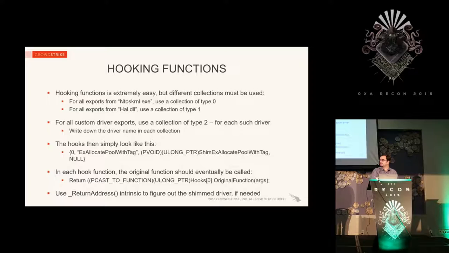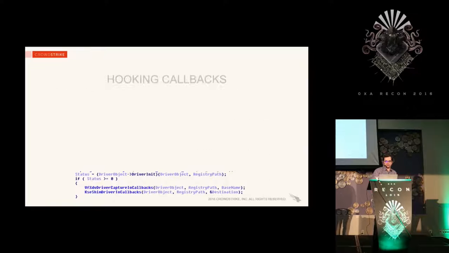Now, one of the things you might want to know inside of your hook is, if I'm hooking multiple drivers of the same shim, what driver is actually calling ExAllocatePool? So there's no built-in way of knowing that, but you've got an intrinsic in Visual Studio called _ReturnAddress, and that'll give you the return address of whoever called you. So that way you can tell what driver is actually calling ExAllocatePool. So if you want to filter on certain drivers only, you can do that. Obviously, if you're only shimming one driver, then you don't need to worry about that.